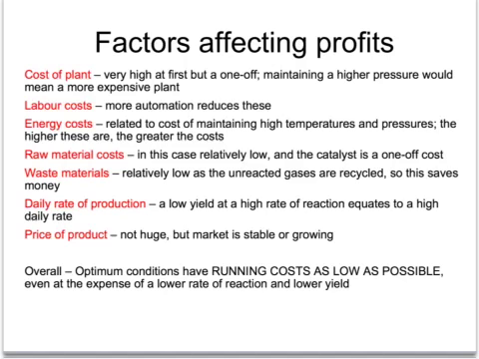Raw materials in this process, the nitrogen and the hydrogen, are relatively low. The catalyst is a one-off cost, so these are quite reasonable. But in order to reduce waste, as much as possible of the unreacted gases are recycled to save money. Overall, the price of product is related to how much you make by the end of the day. And in this process, it's better to have a low yield with a high rate of production rather than a high yield but a slow reaction.